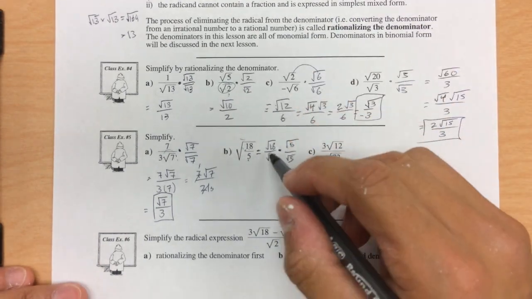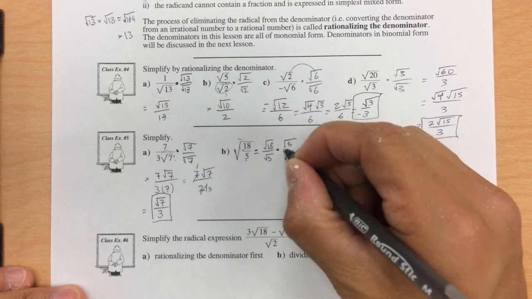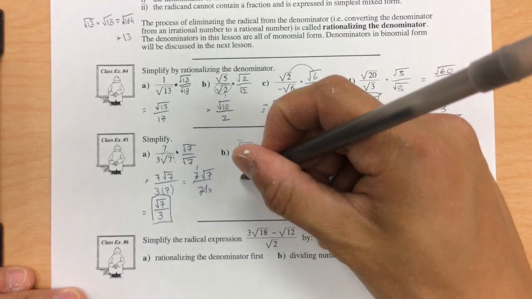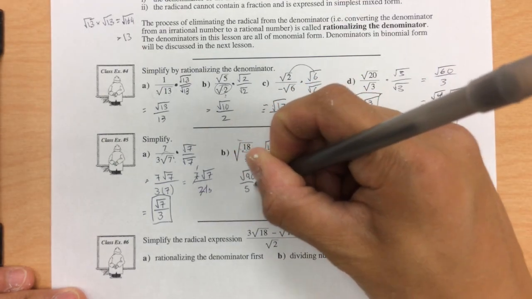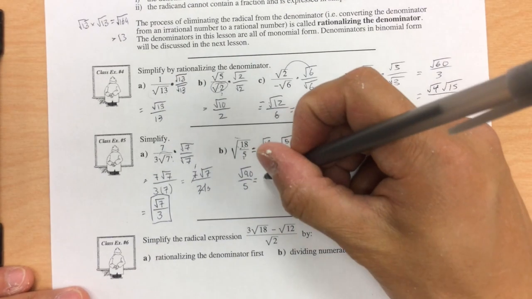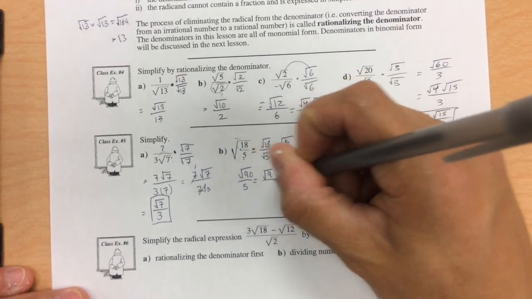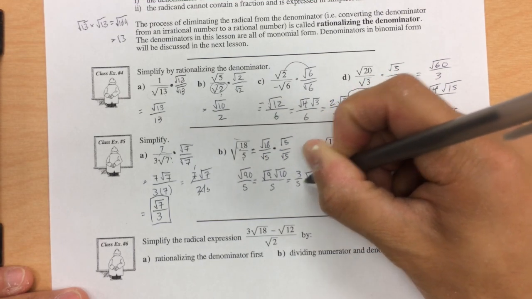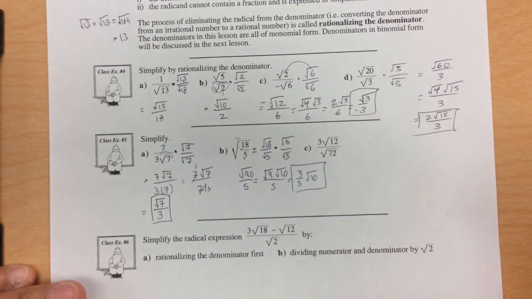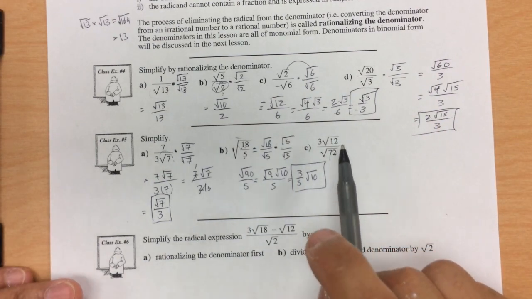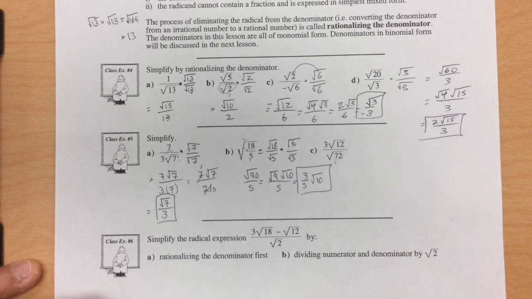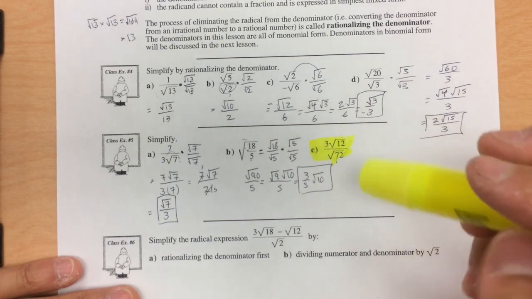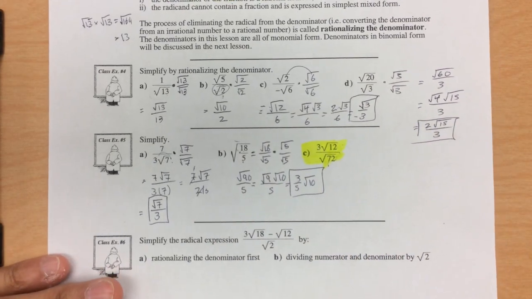And then if we complete this, we're going to end up with 18 times 5 is 90. So we're going to end up with square root of 90 over 5. Well, 90 is square root of 9 times square root of 10 over 5, or 3/5 the square root of 10. And this one, I'll leave for you to do. But let me double check your notes, see if you attempted this one here. So lesson number 4, example 5C.